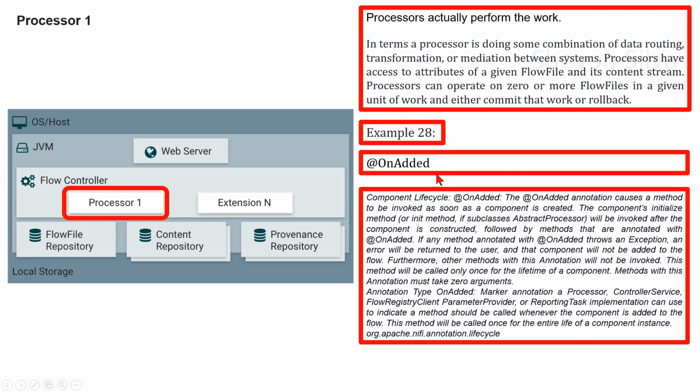From the API, the annotation type OnAdded is a marker annotation that a processor, controller service, flow registry client, parameter provider, or reporting task implementation can use to indicate a method should be called whenever the component is added to the flow. This method will be called once for the entire life of a component instance. org.apache.nifi.annotation.lifecycle is the package this annotation type is in.